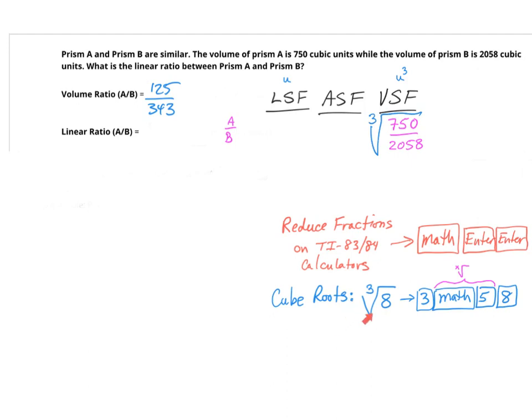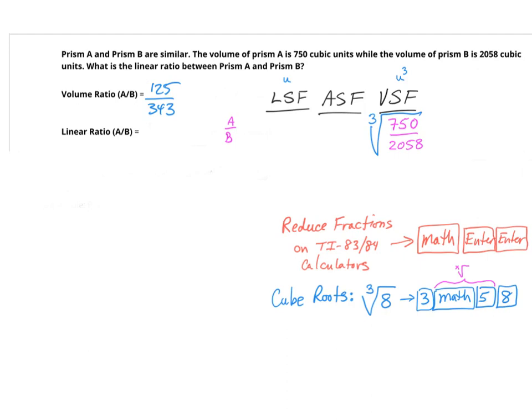On your calculator, if you want to do a cube root, like for example the cube root of 8, you're going to press 3 for the kind of root that you're going to take here, then press math 5, which makes this little root symbol show up with a 3 there, and then the value you're going to actually evaluate, in this case, which is an 8. But in our problem here, we're going to evaluate the third root or cube root of 750 over 2058. So type in 3, then press math 5 to make this part show up, and then type in that fraction with parentheses around your fraction, and then press enter.